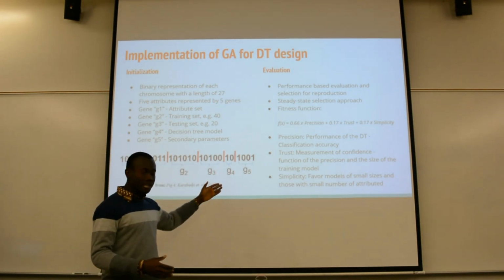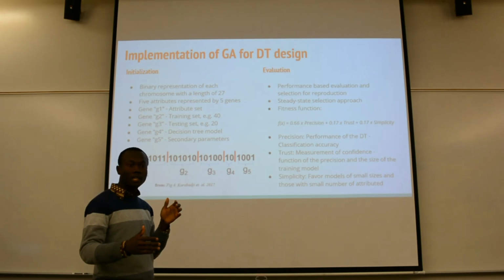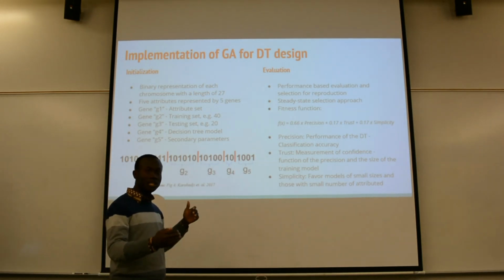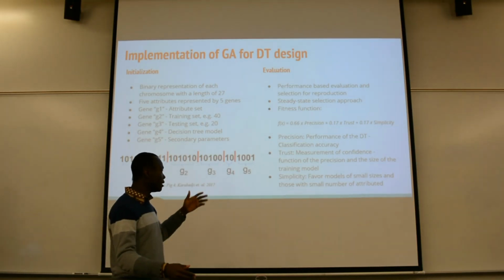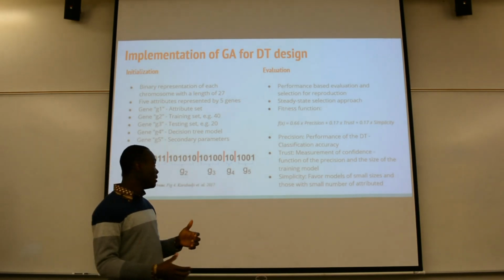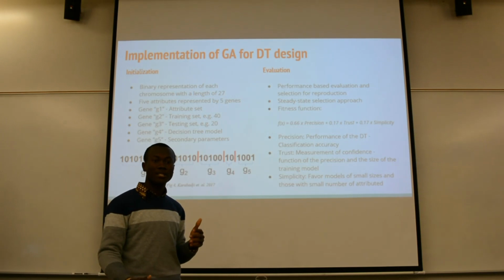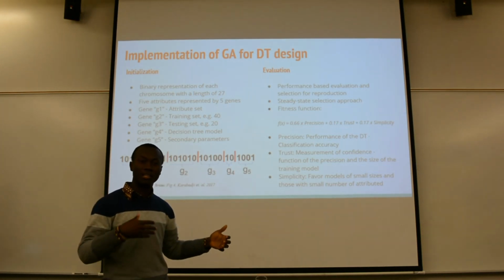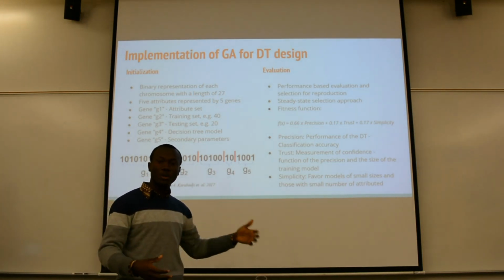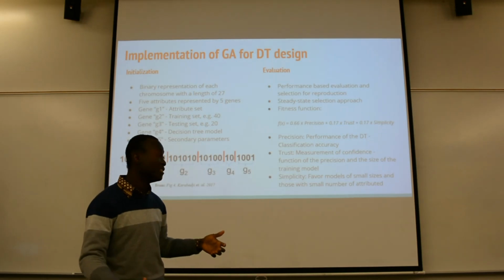The fourth is the decision tree model. It refers to the index of the model that is being used. And the last one represents the parameters that are taken into account, the secondary parameters like the chromosome and also mutation and crossover percentages and probabilities.